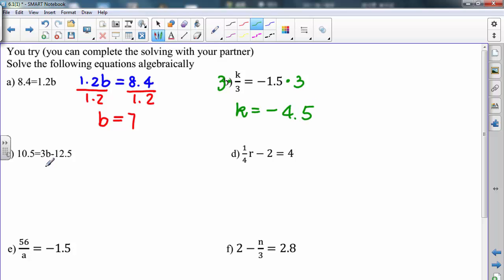Let's look at how we can solve this two-step equation. If you don't like this way of demonstrating the equation, you can swap both of the sides. It's the same as 3b minus 12.5 equals 10.5. On the left side, if I follow the order of operations, I do multiplication first, then subtract 12.5. But when I solve the equation, I need to reverse the order as well as the operations. So I add 12.5 to both sides first.